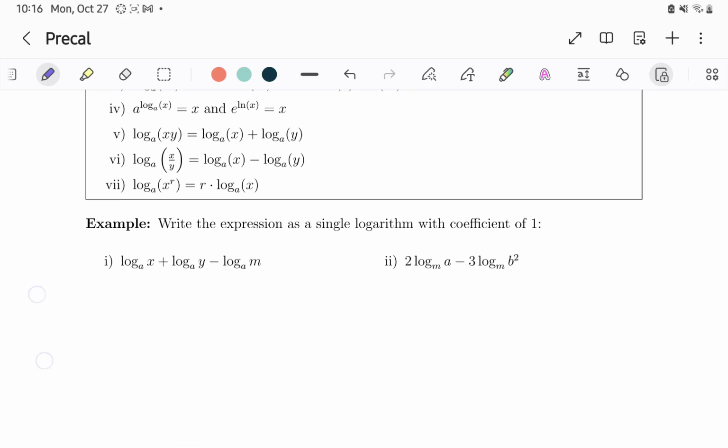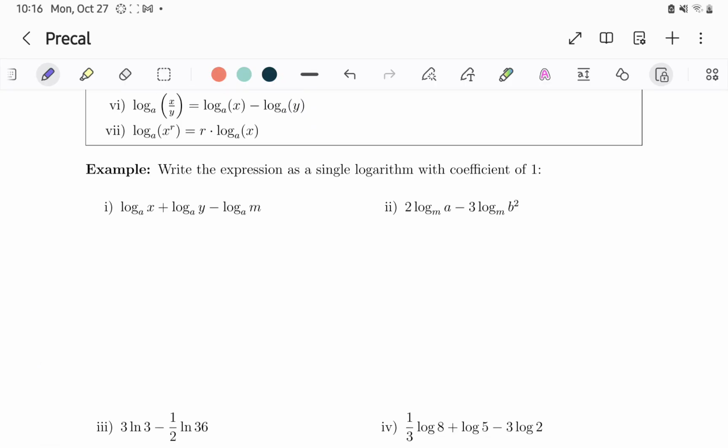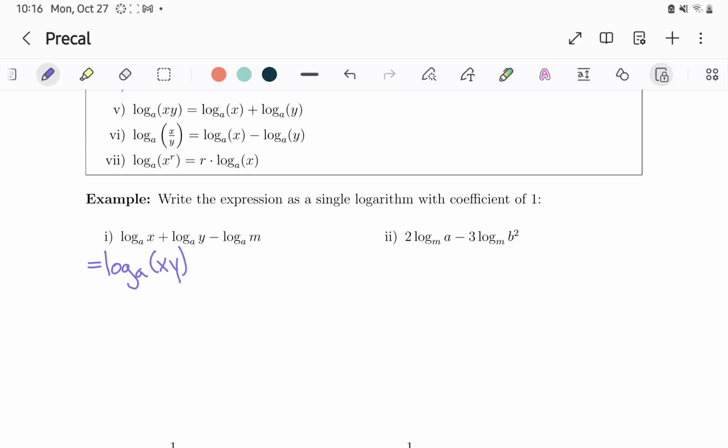For our first example, we're given log base a of x plus log base a of y minus log base a of m. We can use the product and the quotient properties here. Let's use the product property first, and we can combine log base a of x plus log base a of y as log base a of x times y. Again, this is according to property 5 above, the product property. And then we still have minus log base a of m.